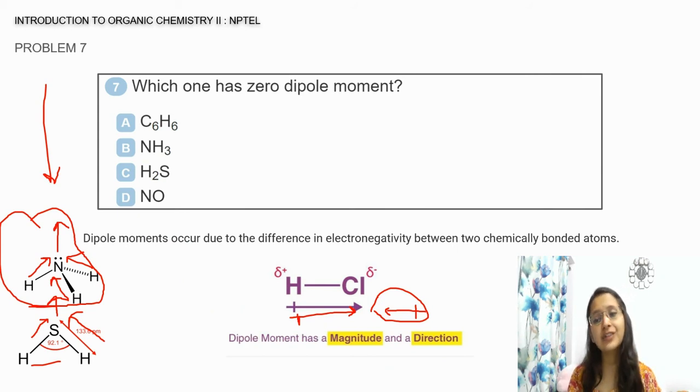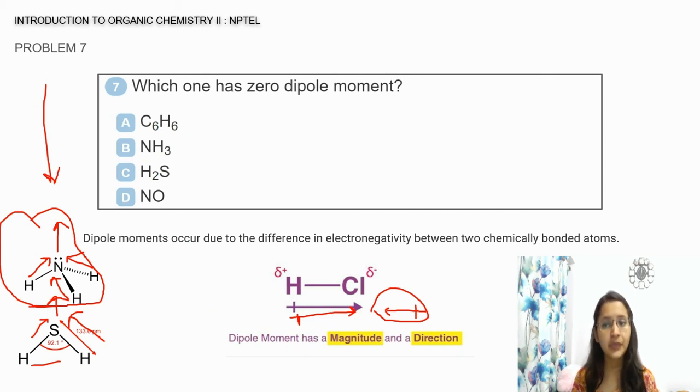But in the case of benzene, here all the atoms are carbons. So the electronegativity difference is not there, right? And dipole moment itself arises due to the difference in electronegativity between the bonded atoms. So here the bonded atoms are the same. The electronegativity difference is not there. So the dipole moment of this molecule will be zero.